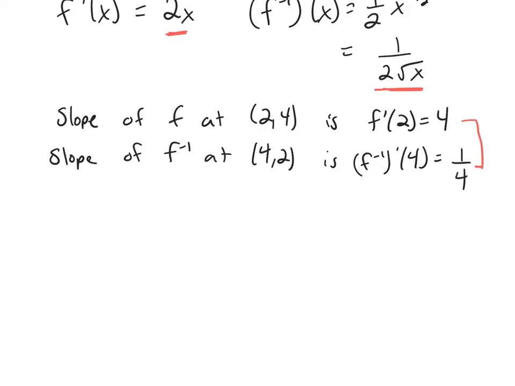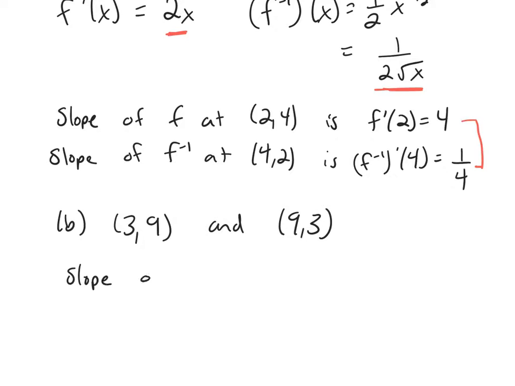Let's do it for another set of points. So part B, let's go with the points 3, 9 and the points 9, 3. So what would the slope of f be at the point 3, 9? You're going to plug in 3 into your derivative of f, and you'll get 6.